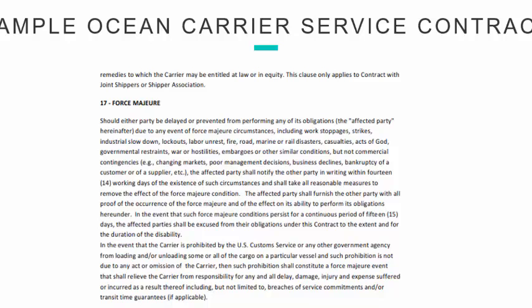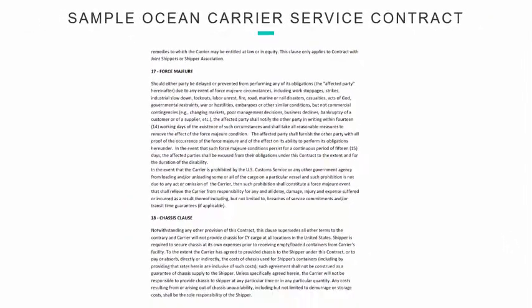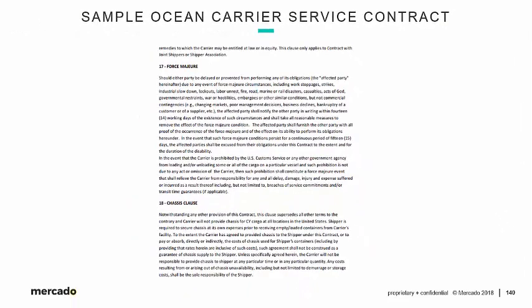And this particular clause talks of notifying the parties within 14 days of such circumstances occurring, taking measures to alleviate those circumstances, and at the bottom of the first paragraph, in the event that such force majeure conditions persist for 15 days, the affected parties are excused from their obligations. As we can see, force majeure, pretty critical stuff.